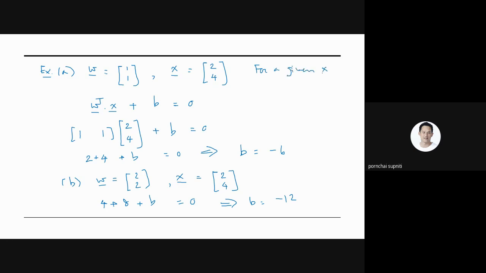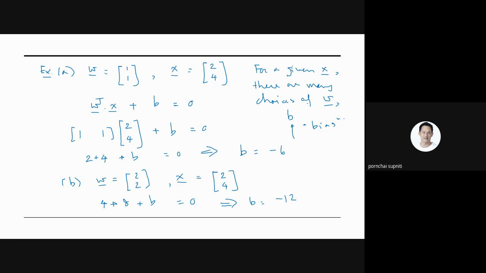So it means that for a given support vector, there are many choices of W and choices of b. This b in SVM we call bias. So there are many choices of the W vector, and many choices of bias that can satisfy this type of equation.